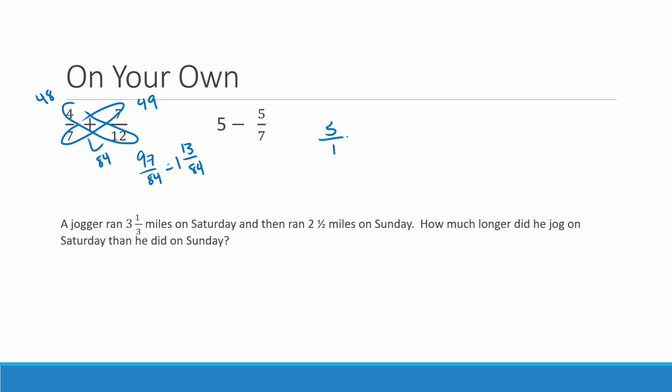This one, you do want to write 5 as 5 over 1 in order to use that method. 5 times 7 is 35. 1 times 5 gives you 5. 1 times 7 gives you 7. Now, 35 minus 5 is going to give you 30. 1 times 7 gives you 7. Changing that into a mixed number is going to give you 4 and 2/7.